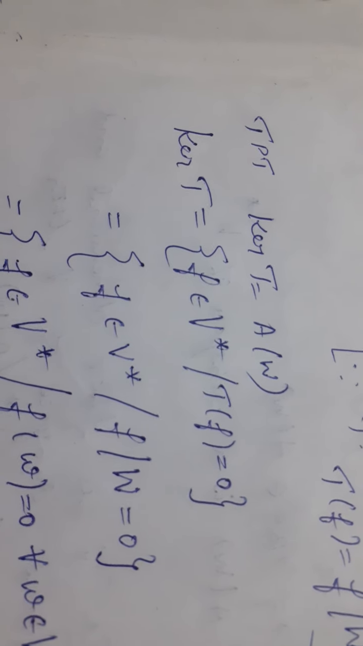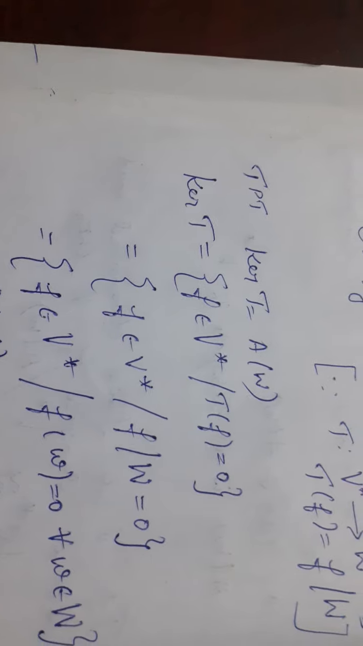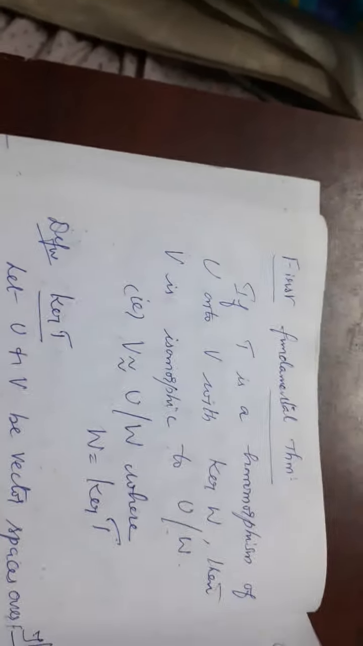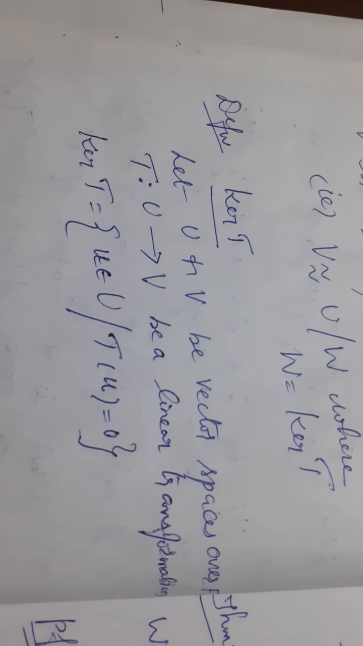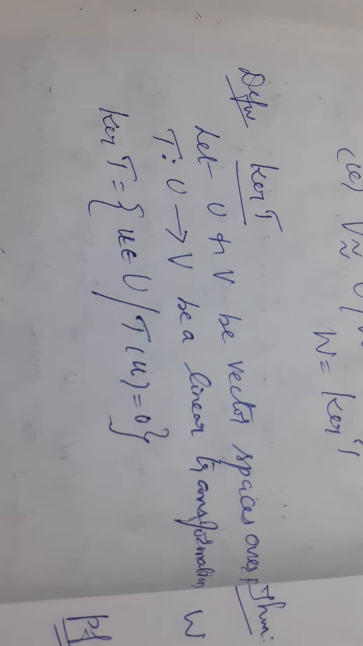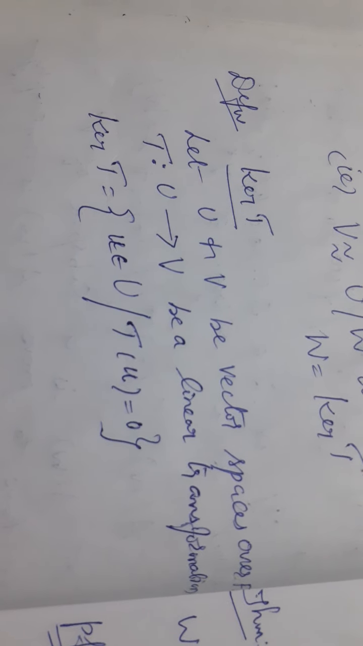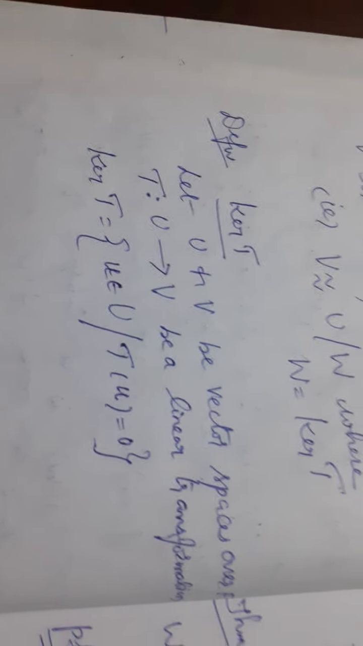Next, we are going to prove the kernel of T is A of W. Already we know the definition of kernel. Take any two vector spaces U and V, and T a map from U to V, a linear transformation. Then the kernel of T is the set of all elements u belonging to the first set U such that T of u is equal to 0.